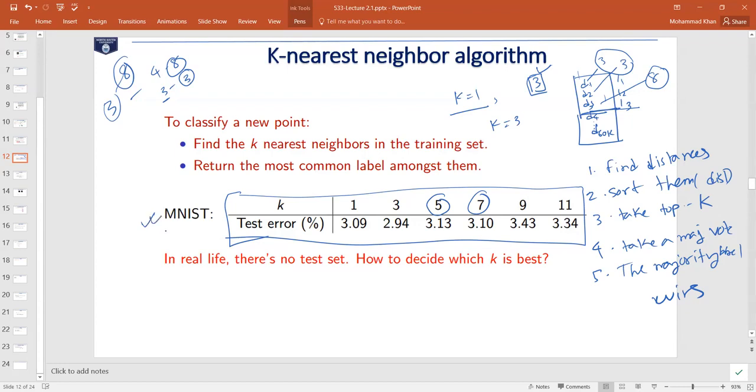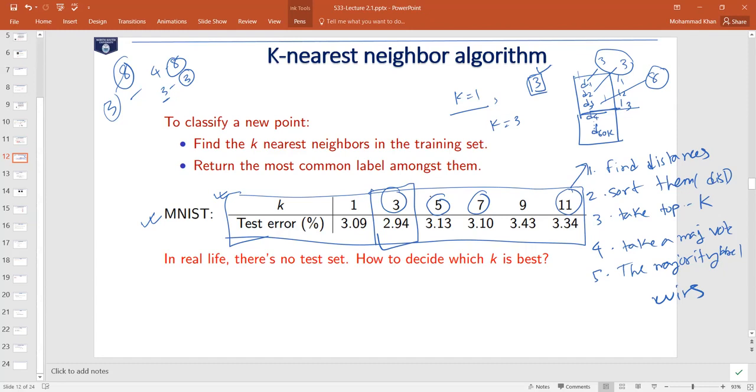So it is not that if we increase the K in k nearest neighbor, it will be worse for any data set. It's not true. This table is only valid for the MNIST digit data set. So for the MNIST digit data set, if we use the k nearest neighbor algorithm, then K equals 3 works best. But for other data sets, it will be different. Or maybe for another data set, K equals 11 will work best.